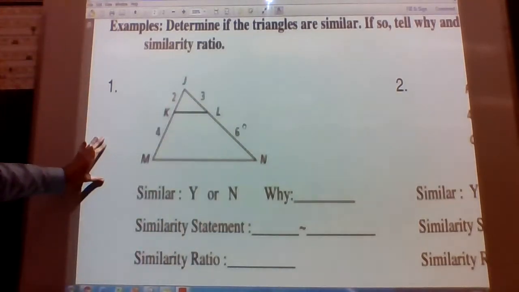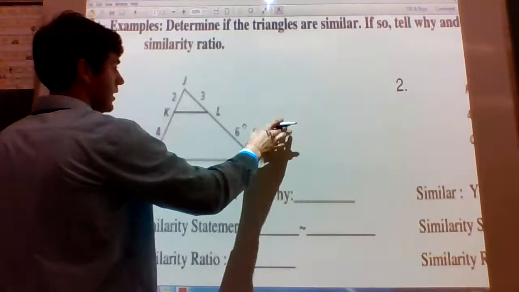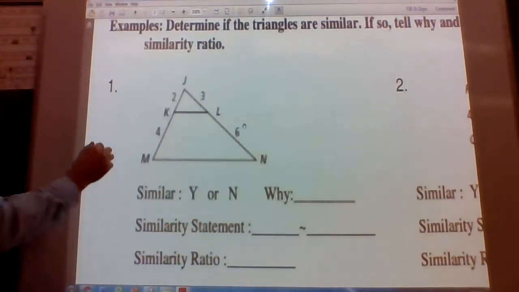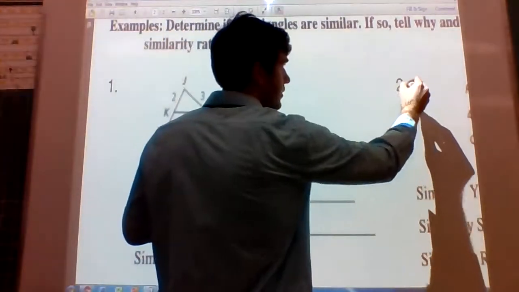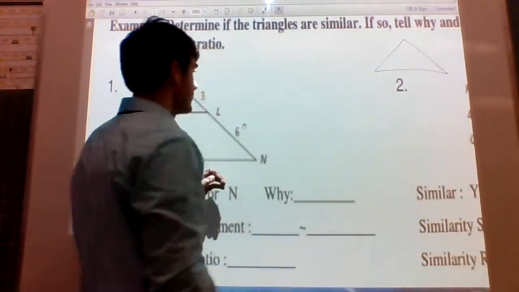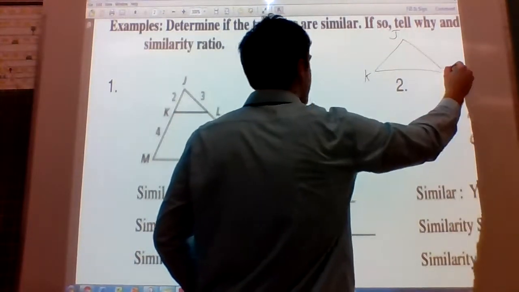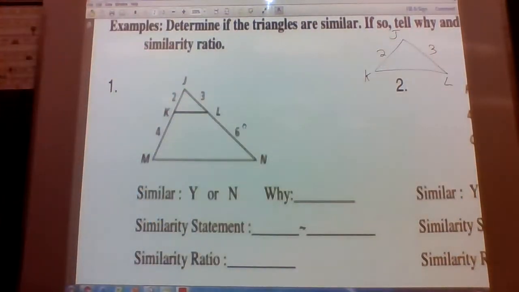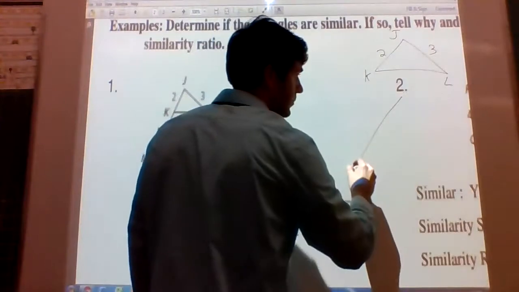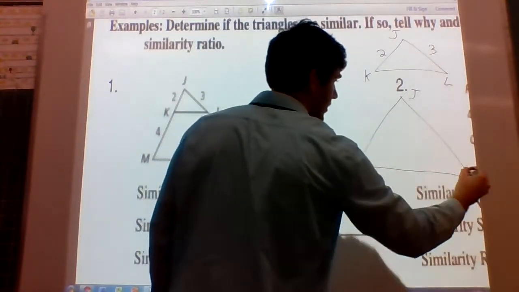So here's number one. Again, the first thing I want to do is draw the two triangles separately so they're easier to see, so we can visualize them more easily. I'll draw them all the way over here. So here's one triangle, that's going to be JKL. JKL, that's 2 and 3. The second triangle is the big one, which is JMN.